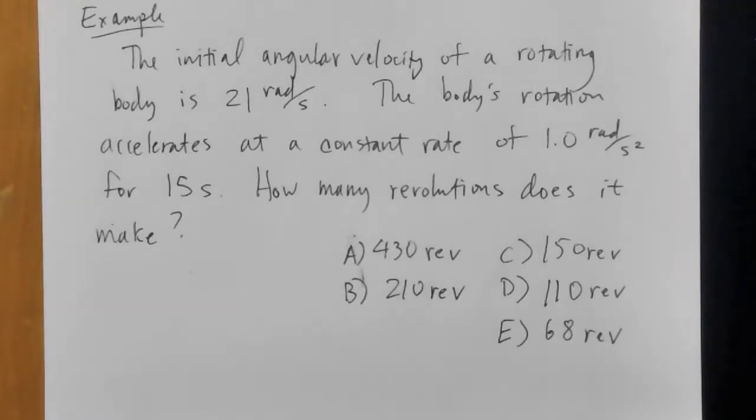All right. So initial angular velocity of a rotating body is 21 radians per second. The body's rotation accelerates at a constant rate of 1 radian per second squared for 15 seconds. How many revolutions does it make in that time? A revolution is obviously one full turn, one full circle.